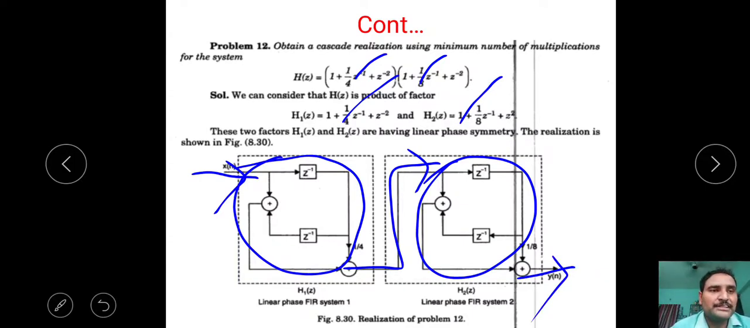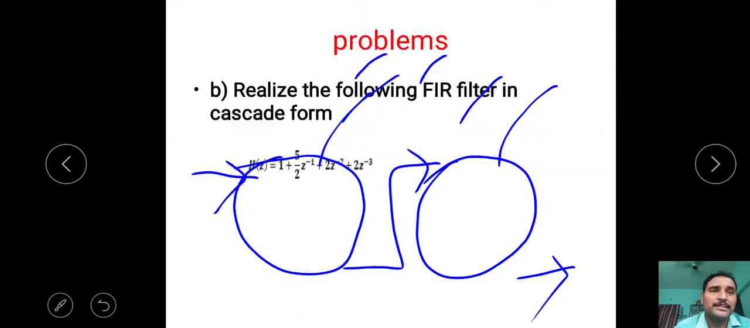For cascade form realization, each structure, that means each subsystem, can be realized by using direct form or linear phase. In this example, we will see linear phase realization. That means H1(z) is realized by using linear phase realization, H2(z) is realized by using linear phase realization. Then we have to connect those two. That means each subsystem can be designed by using direct form realization or linear phase. It's not a major problem. And finally, we have to connect all those subsystems in series. Then only we get cascade form realization.